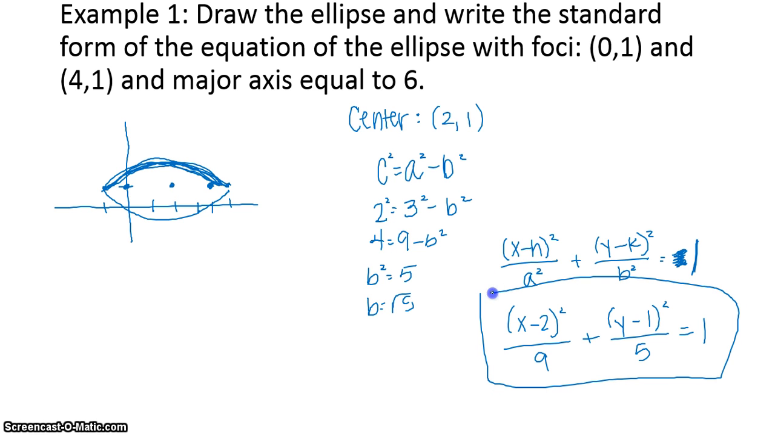Looking at that, I can tell what my center is, 2, 1. I can tell how long my major axis and minor axis is. So my major axis would be the square root of 9, which is 3, times 2, which is 6. My minor axis would be square root of 5 times 2, so 2 radical 5 for the length of my minor axis.